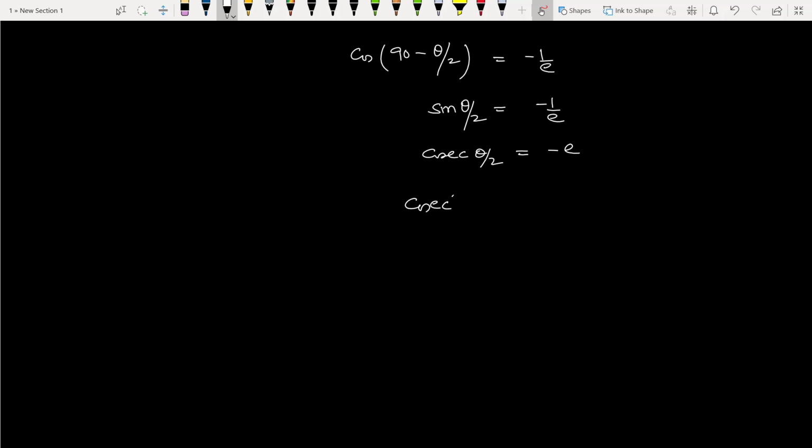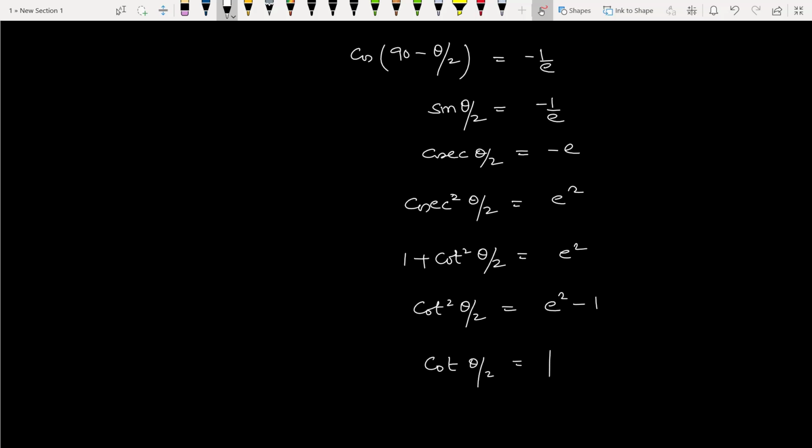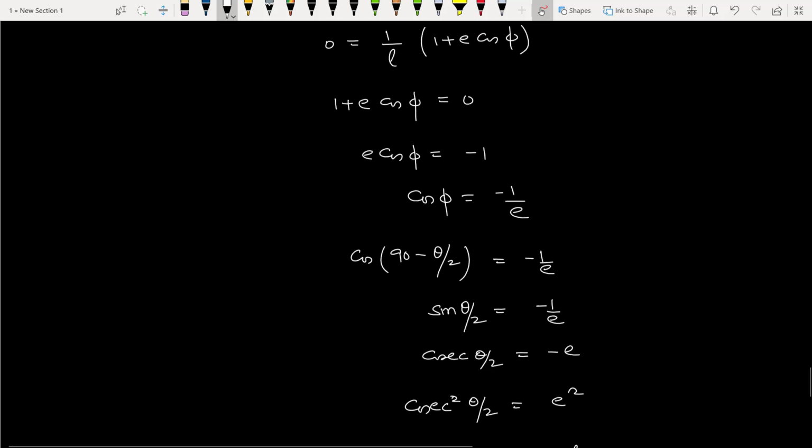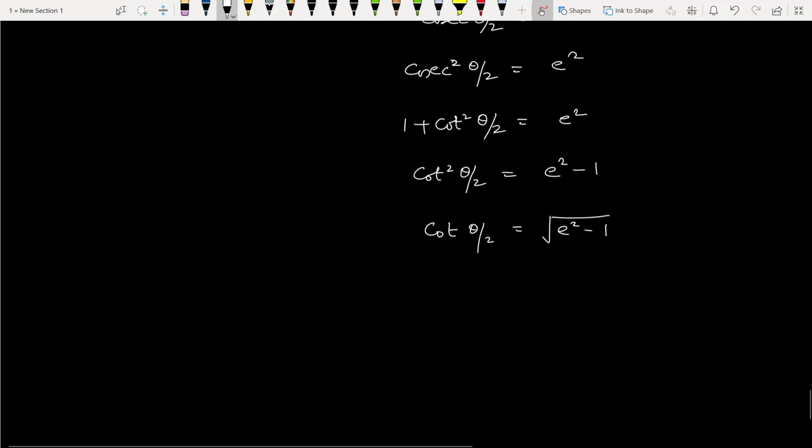Cosecant square theta by 2 is e square. So adding 1 on both sides, cosecant square can be written as 1 plus cot square theta by 2. Yes. So cot square theta by 2 is equal to e square minus 1. So cot of theta by 2 will be the square root of e square minus 1. We mark this as equation number 9.